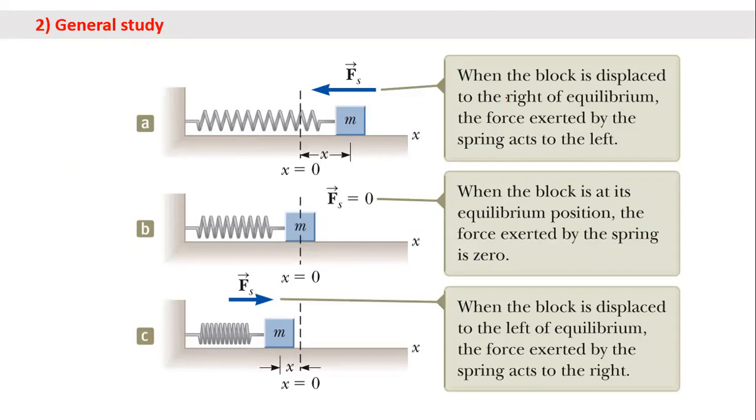So when the block is displaced to the right of equilibrium, the force exerted by the spring acts to the left. This is what we call the force of the spring, and this is what we call the tension. While when the object is at equilibrium, there's no tension, there's no force exerted on M by the spring. And when the block is displaced to the left of the equilibrium, the force exerted by the spring will act to the right of the figure.